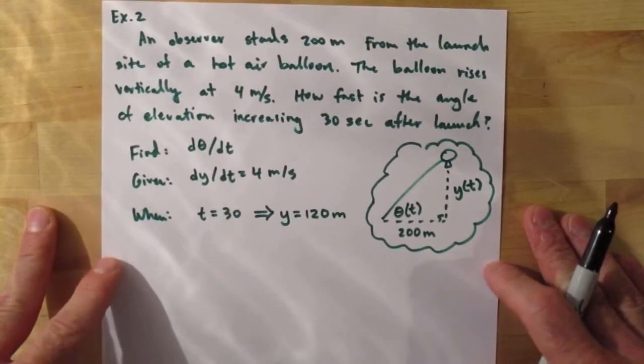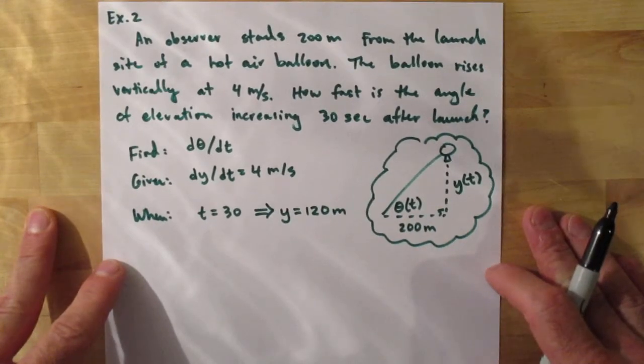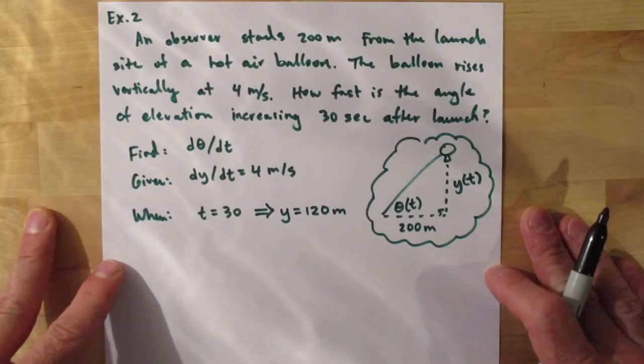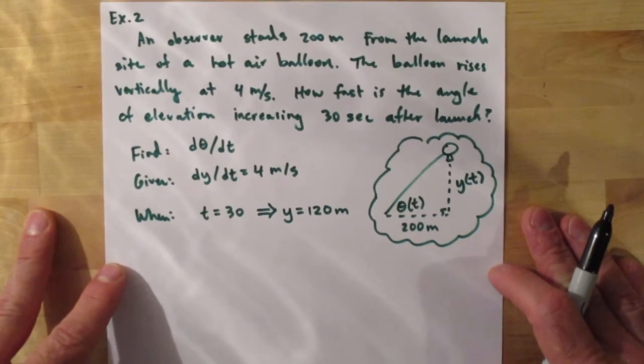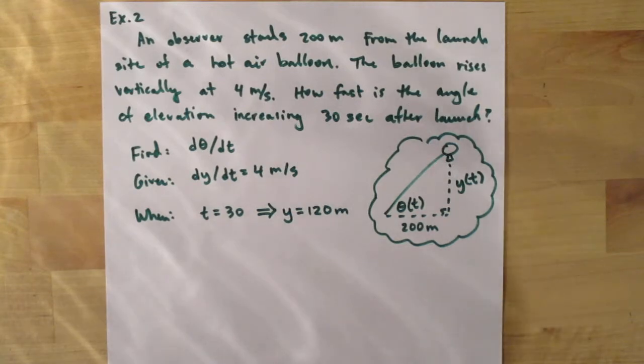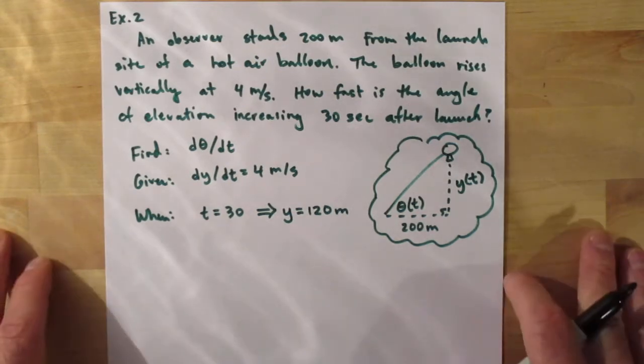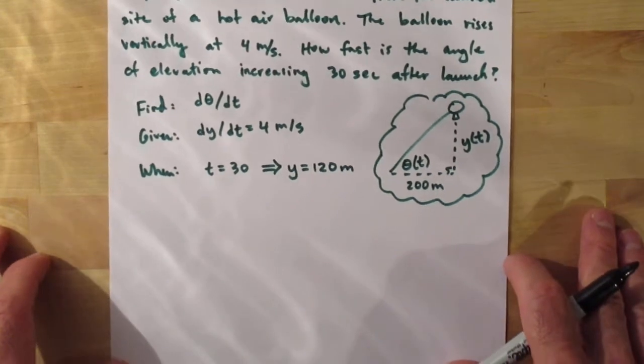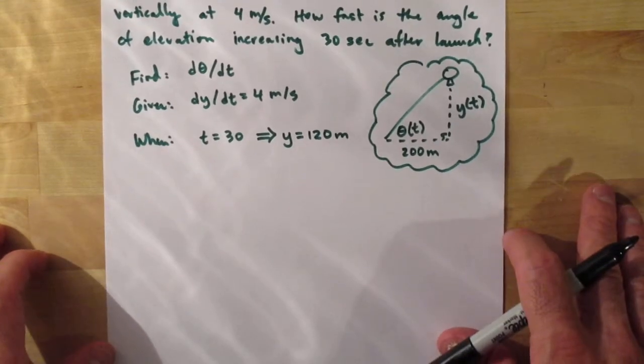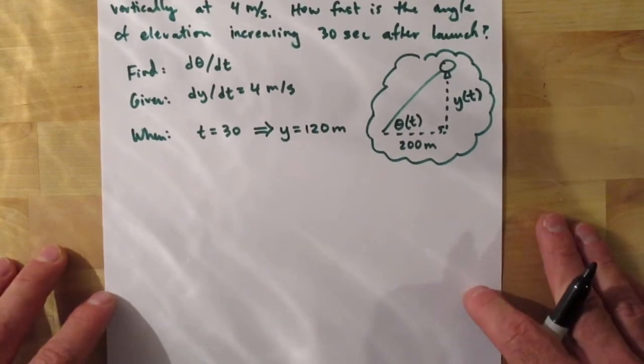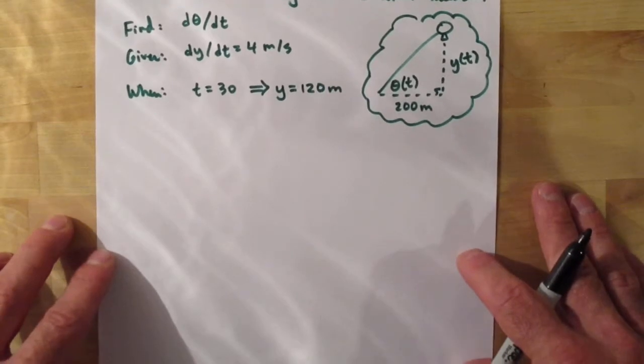Example 2, an observer stands 200 meters, I couldn't even read my own writing, from the launch site of a hot air balloon. The balloon rises vertically at 4 meters per second. How fast is the angle of elevation increasing 30 seconds after launch?